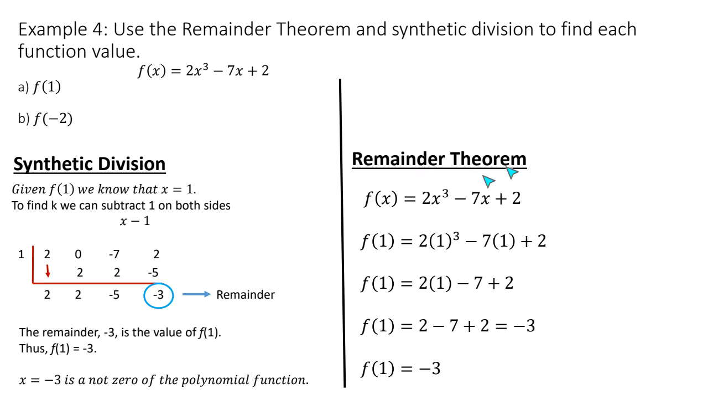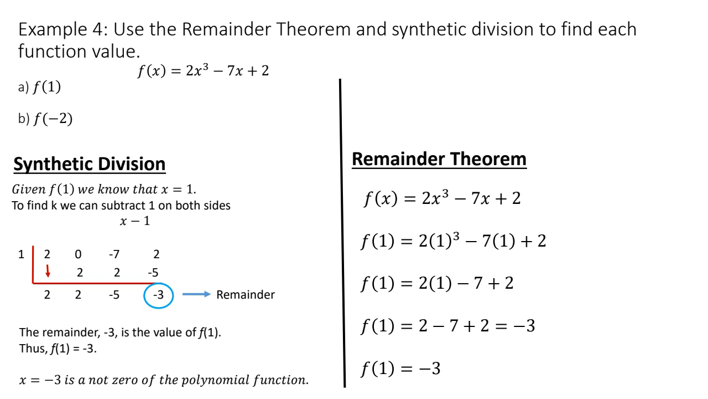Now in the remainder theorem, all we have to do is plug in our 1 into every x and simplify. So here we would get 2 times 1 cubed minus 7 times 1 plus 2. And if we simplify, we end up with -3. So if the question was, what is the remainder? Then you have two options. You can use synthetic division or you can use the remainder theorem.